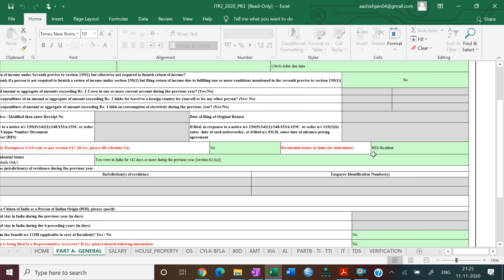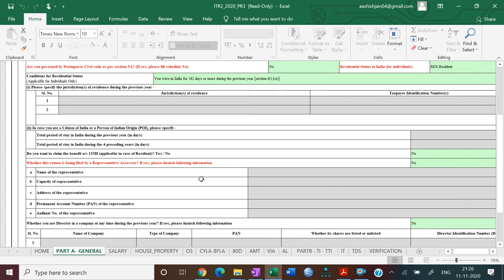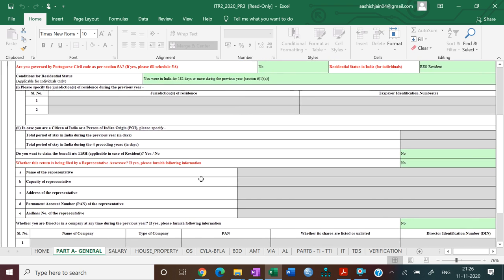Residential status, this one. Since the assessee's stay in the previous year was 310 days, I have selected the first option, that is, the assessee stayed 182 days or more during the previous year. Now, do you want to claim the benefit? No.